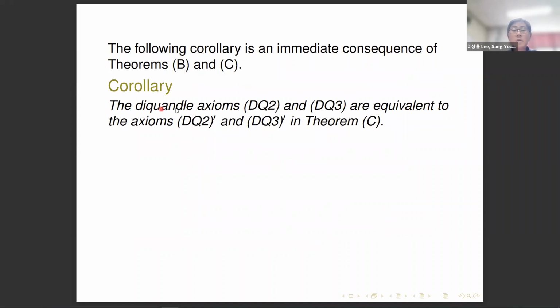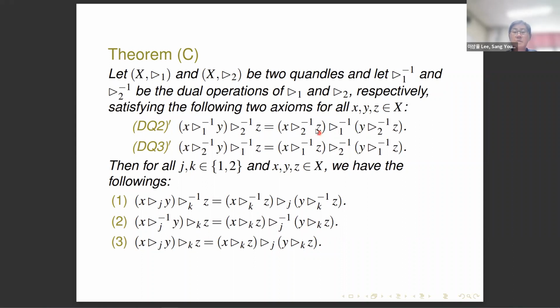So the diquandle axioms dq2 and dq3 are equivalent to the axioms dq2 prime and dq3 prime in the above Theorem C. This means we can use these two identities as the axioms in the definition of diquandles, okay? All dual operations.